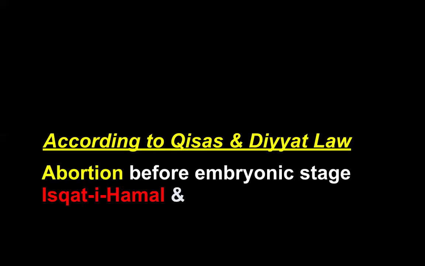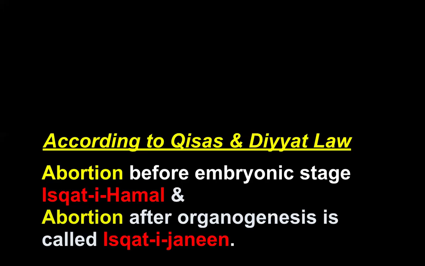Now, according to Qisas and Diyat law, if the abortion has been given before the embryonic stage, it is called isqat-e-haml. And abortion after the age of organogenesis is called isqat-e-janeen. These two sections, according to Qisas and Diyat and depending upon the embryonic age, have different punishments. And infanticide is declared when the age of the fetus in utero is the 7th month, that is the age of viability, when the center of the talus appears in the talus bone.